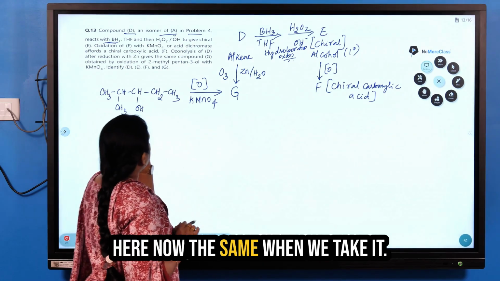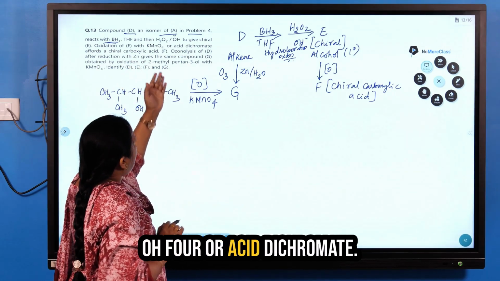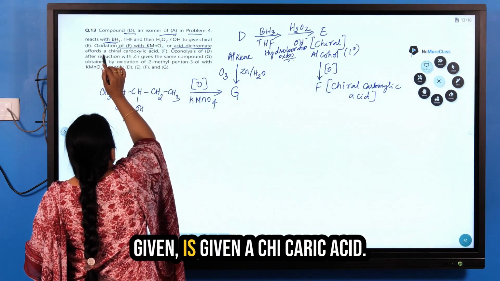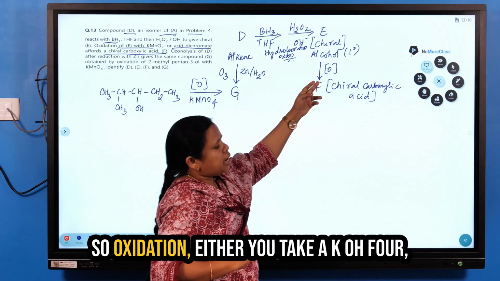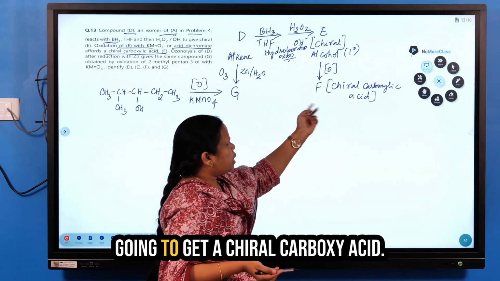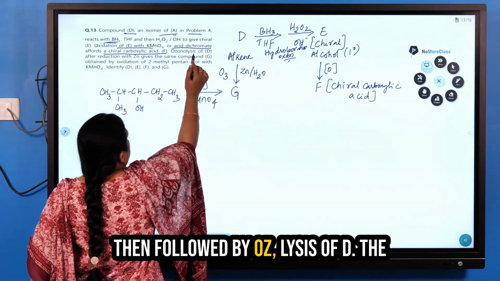Now, the oxidation of E with KMnO4 or acid dichromate, that is the next statement given, is giving a chiral carboxylic acid F. So whether you take KMnO4 or dichromate, you are going to get a chiral carboxylic acid. Then followed by ozonolysis of D.